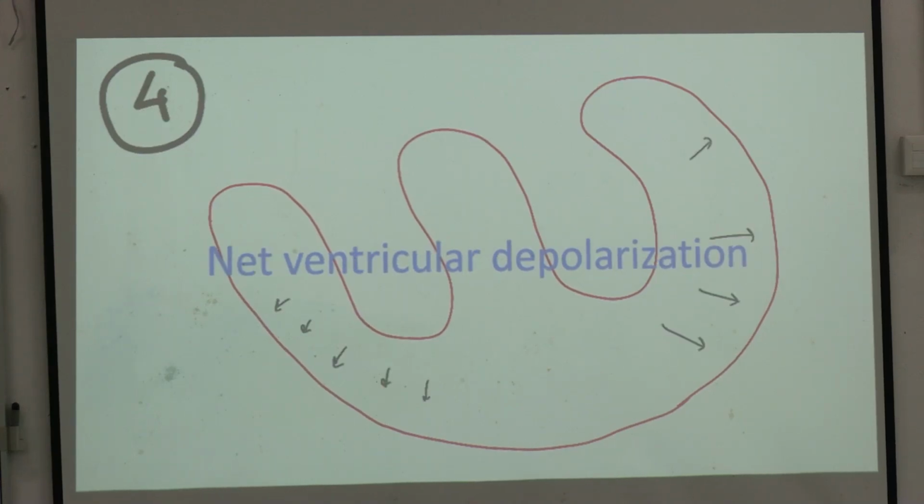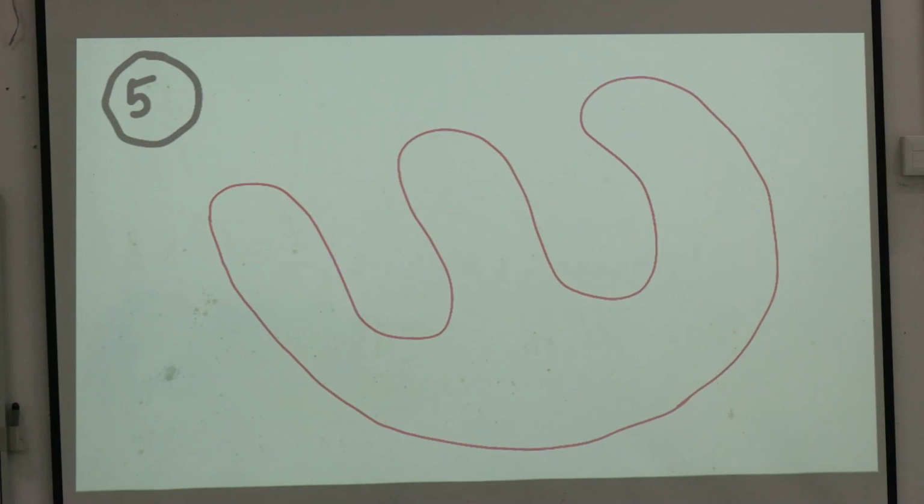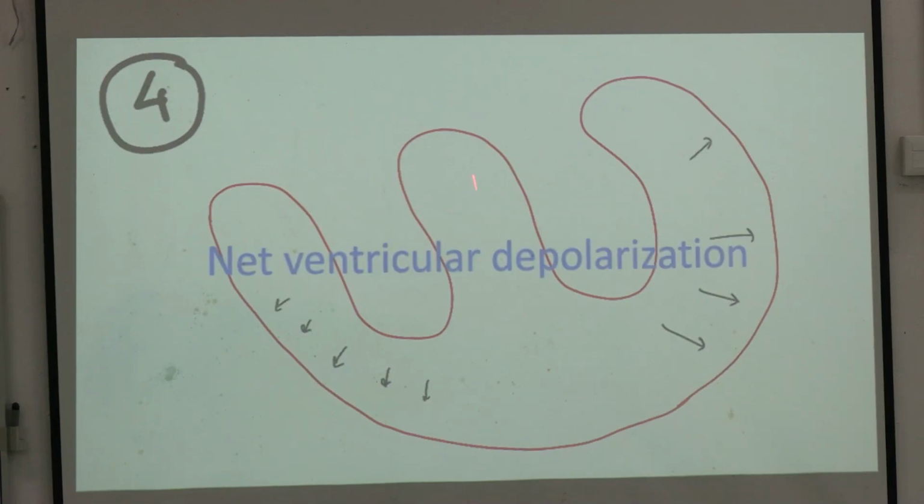The fourth vector is the vector which depolarizes the ventricular free wall. What is the ventricular free wall? So here is your left ventricle, this is the free wall and this is the wall attached to the interventricular septum, right? This is the left ventricular cavity, and this is the ventricular free wall, and this is the interventricular septum. So this is called the septal wall and this is called the free wall, right?